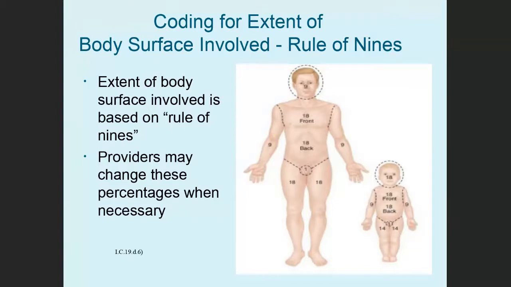So how do you know what percent of the body surface is impacted? Well, the extent of the body surface is based on the rule of 9. So you can see from this, each leg is 18%, each arm is 9%, the front of the trunk is 18, the back is 18. Of course, the provider may change these percentages as needed. You can see the percentages are different for the child. It might also be different if the patient is morbidly obese or has some other condition that makes these percentages invalid.